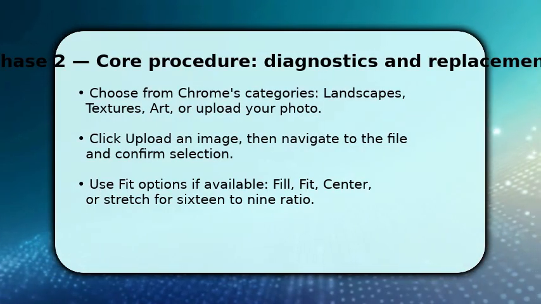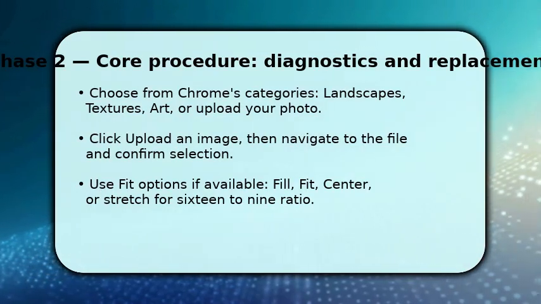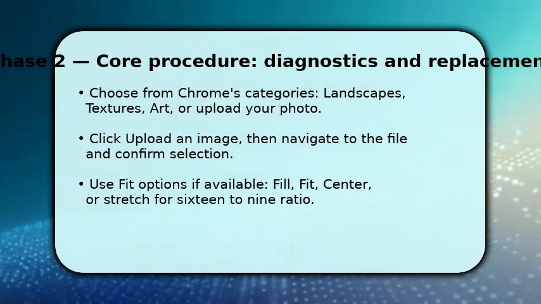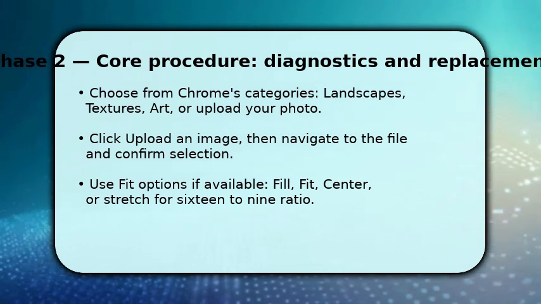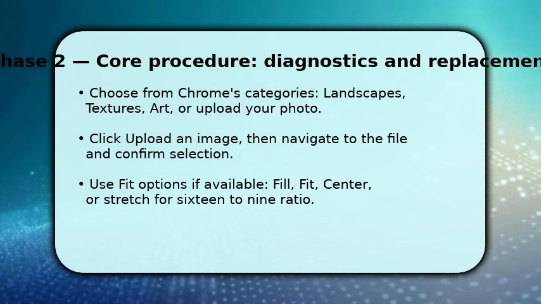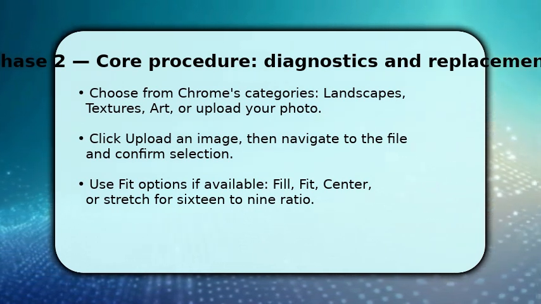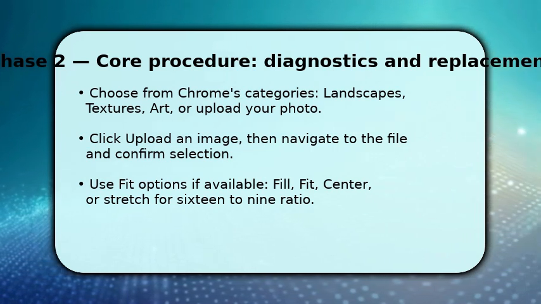Once done with opening the background panel, pick either a built-in category or choose Upload an image to use your photo. When you upload, a file picker appears. Navigate to the folder and double-click the image to apply it. Chrome will preview the change instantly, so you can see how it looks.